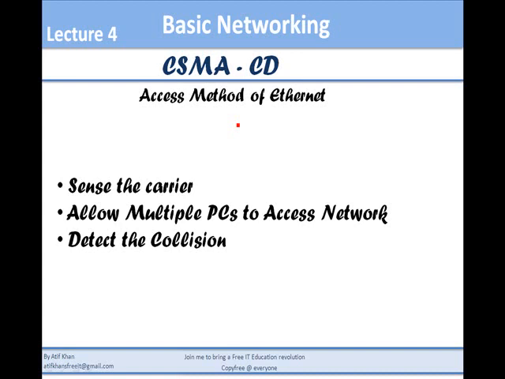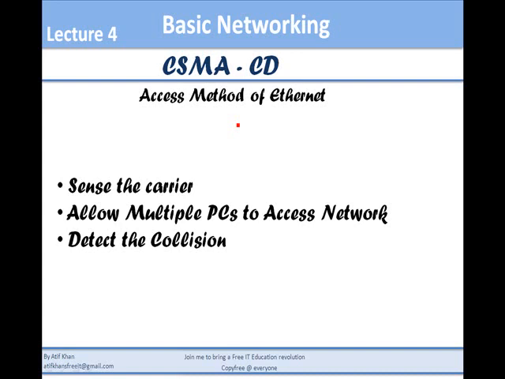Otherwise, if the LAN card throws the packets directly onto the network, what will happen? There must be a collision. There must be an accident, just like on the road. Two cars are trying to pass one street, and both cars are thinking that the media is free and they can collide with each other. The same type of collision can occur in our networks.